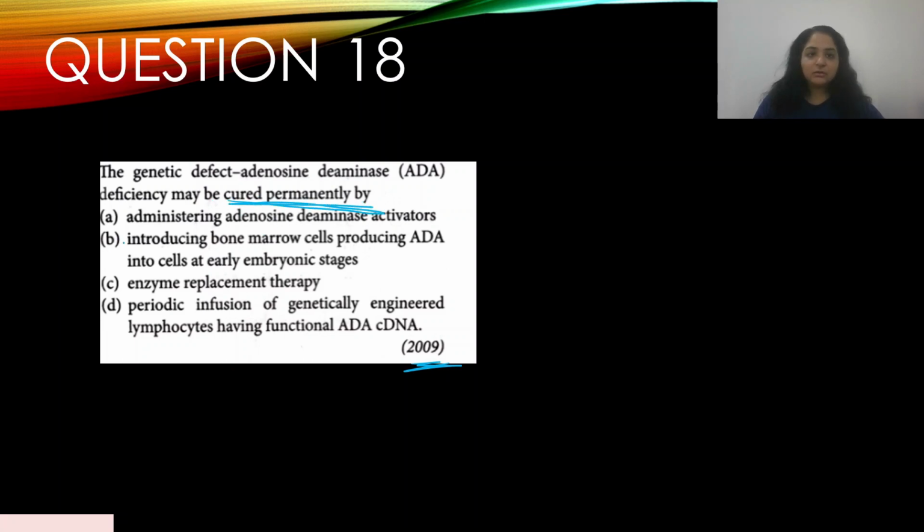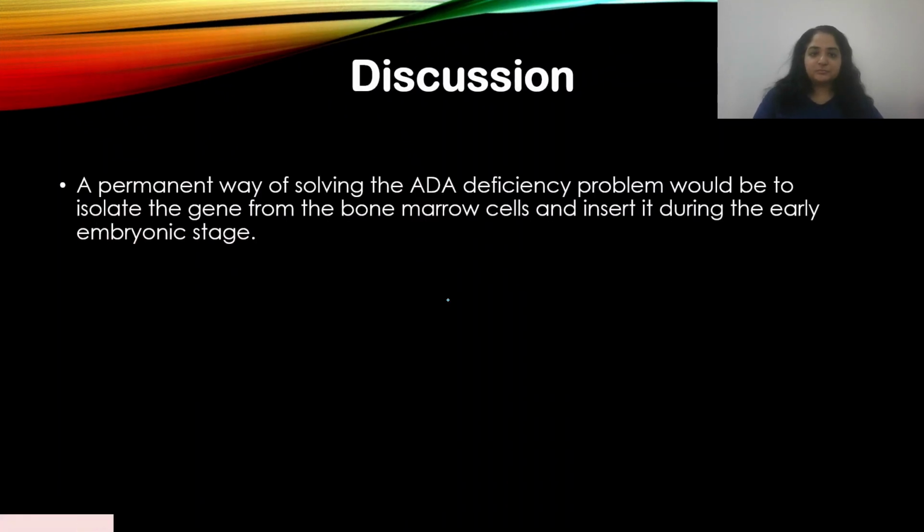Okay, so there's one way that you can do it, and that is option B. We know that periodic infusion can be given to somebody who's a little older, right? That happened to a 4-year-old girl. But that's not a permanent solution. If you want to find a permanent solution to it, then you could use this technique. Okay, that's option B. So the answer is B.